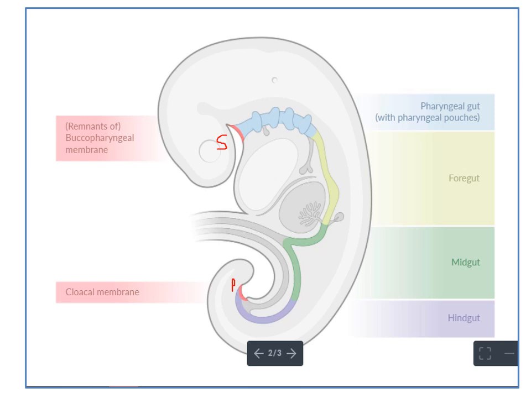The gut is further divided into three parts. We usually call the first part the foregut, the second part the midgut, and the third part the hindgut. And each of these is going to be involved in the formation of the entire GIT.